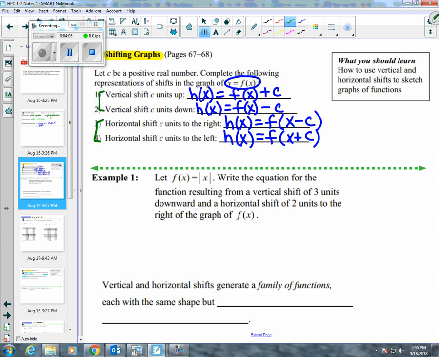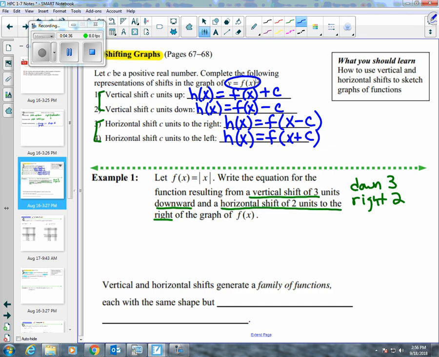f of x equals absolute value of x. I'm hoping you're familiar with what that parent graph looks like. We've talked about that V shape. It says write an equation for the function resulting from a vertical shift of 3, and then down, that's important, right? Which direction? And a horizontal shift of 2 units to the right. So we're going down 3, and then we're going right 2. Think about where those values are going to have to go.